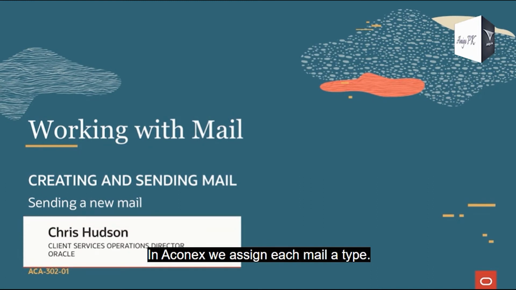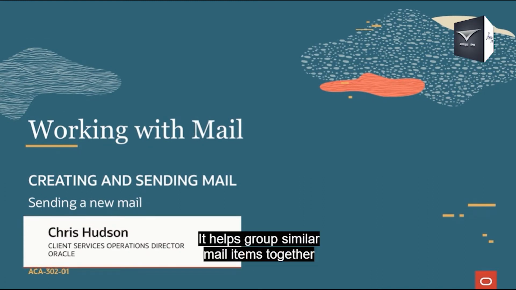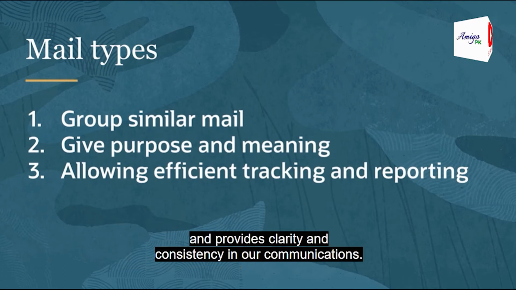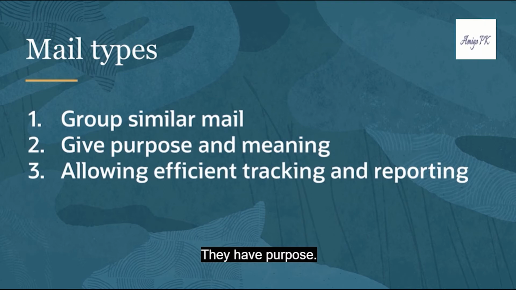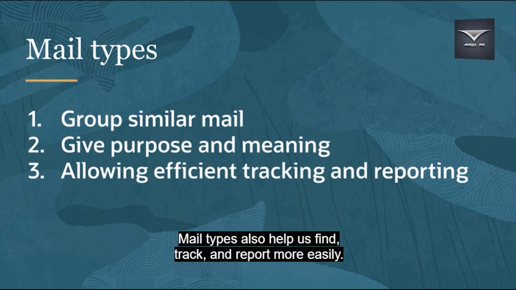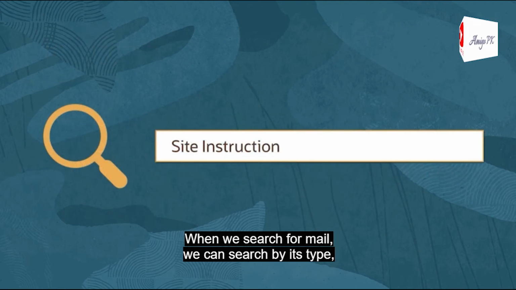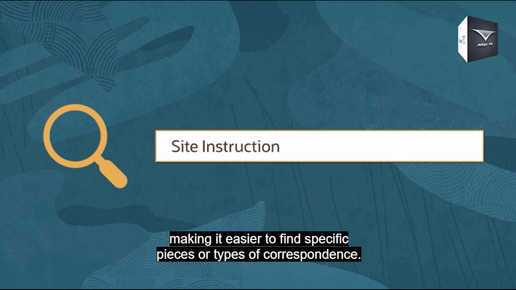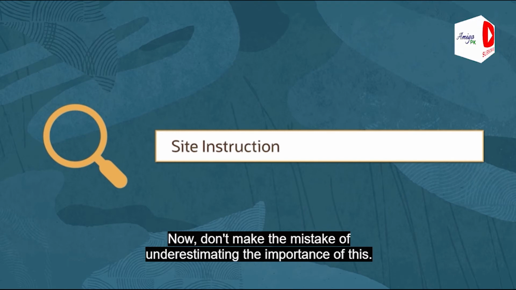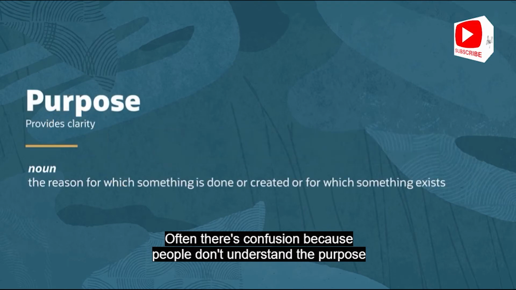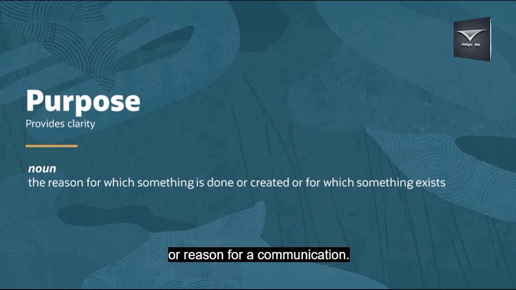In Aconex, we assign each mail a type. It helps group similar mail items together and provides clarity and consistency in our communications. They have purpose. Mail types also help us find, track and report more easily. When we search for mail, we can search by its type, making it easier to find specific pieces or types of correspondence. Now, don't make the mistake of underestimating the importance of this. Often there's confusion because people don't understand the purpose or reason for a communication.